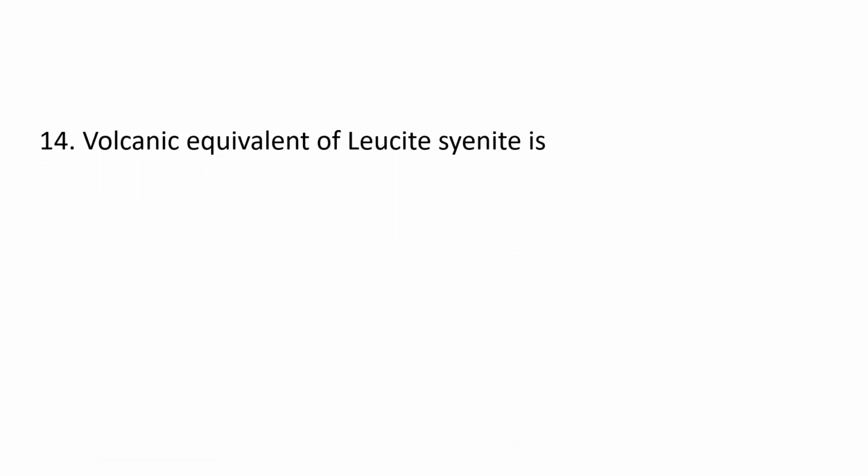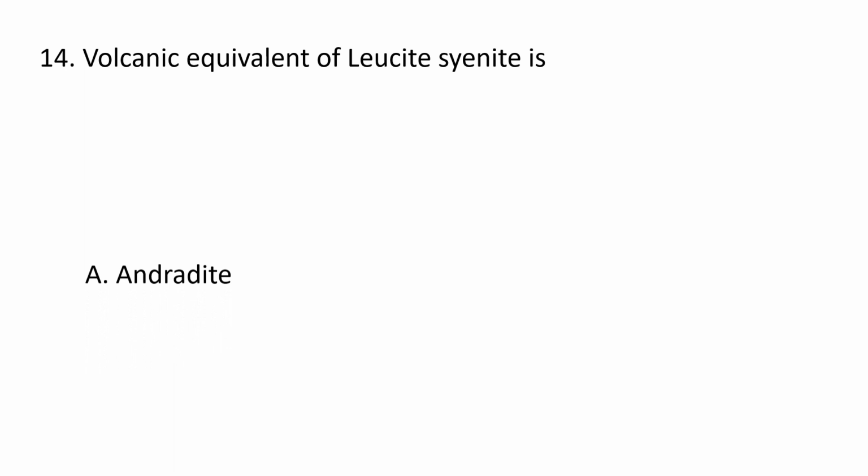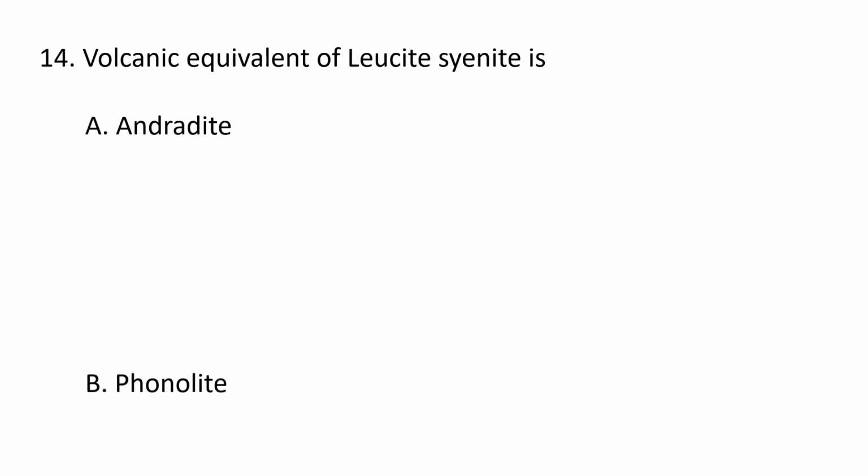Next question. Volcanic equivalent of leucite syenite is: A. Andradite, B. Phonolite, C. Rhyolite, and D. Trachyte. Volcanic equivalent of leucite syenite is phonolite.